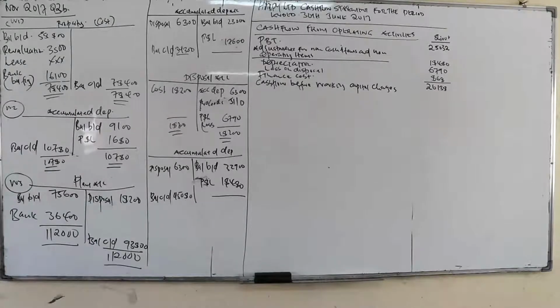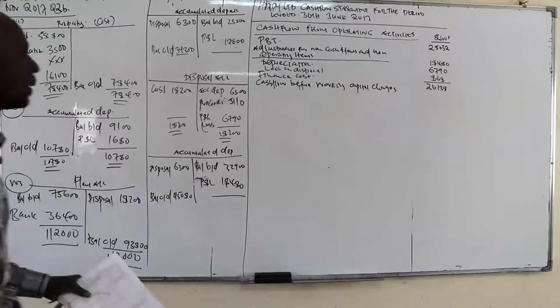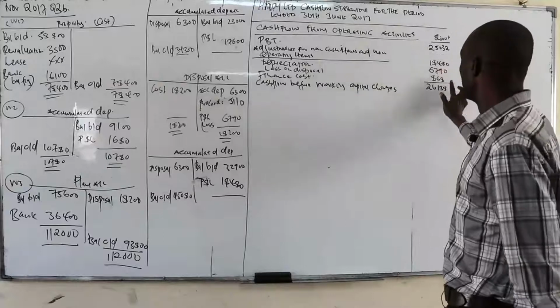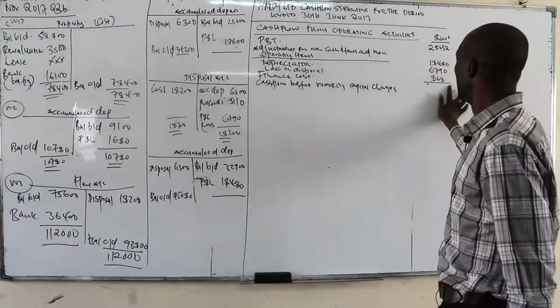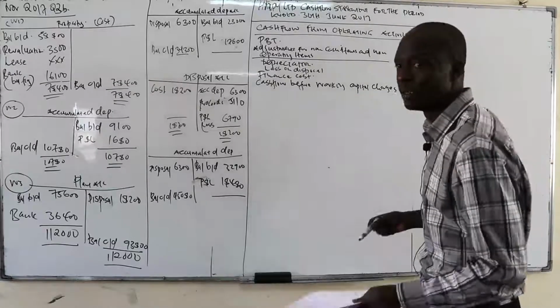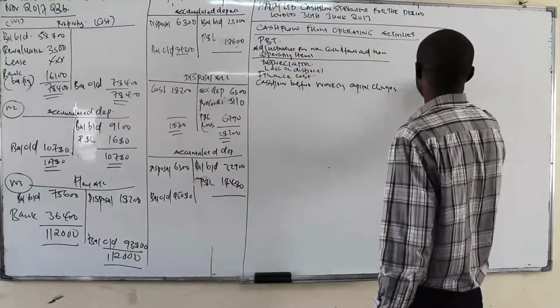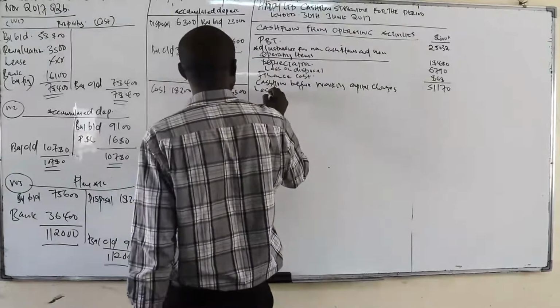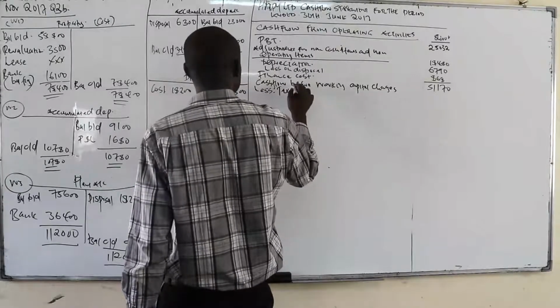Yeah, we add profit before tax. You start from here. So how much is this? 51, 170. And then we less tax paid.